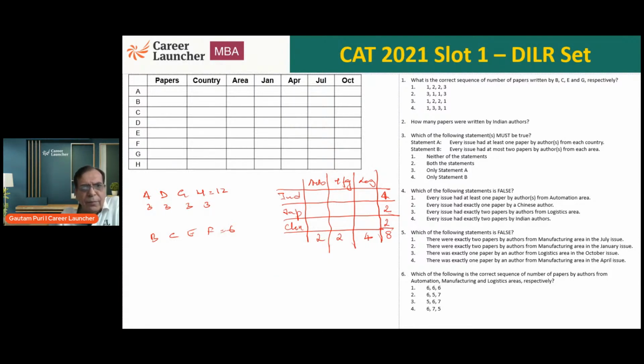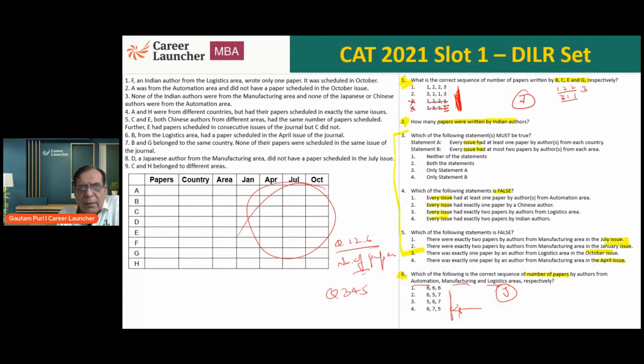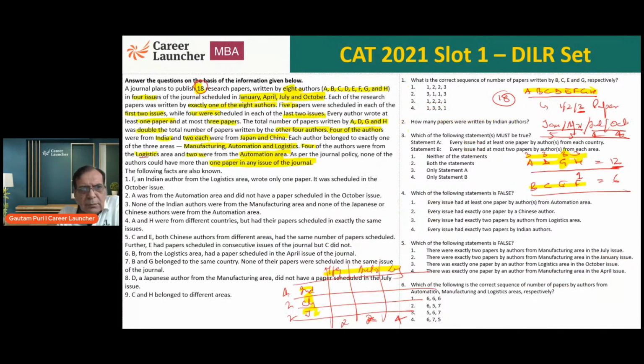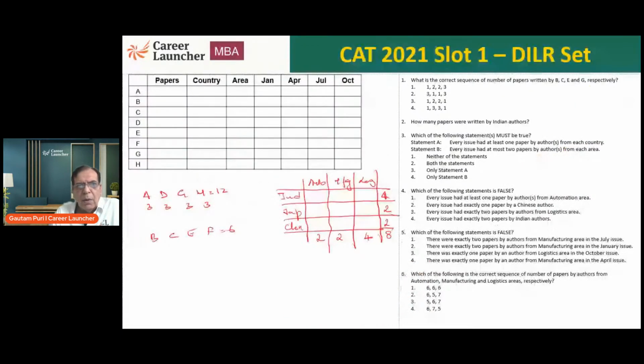Okay, this is about the papers. And what else have we picked up from here? Anything else that I'm missing out on? 8 authors, yes. The rest of the stuff I think is in the table format only. None of the authors could have written more than 1 paper in any issue of the journal, and it is either 1, 2, or 3 papers per author. Okay, let me do one thing.